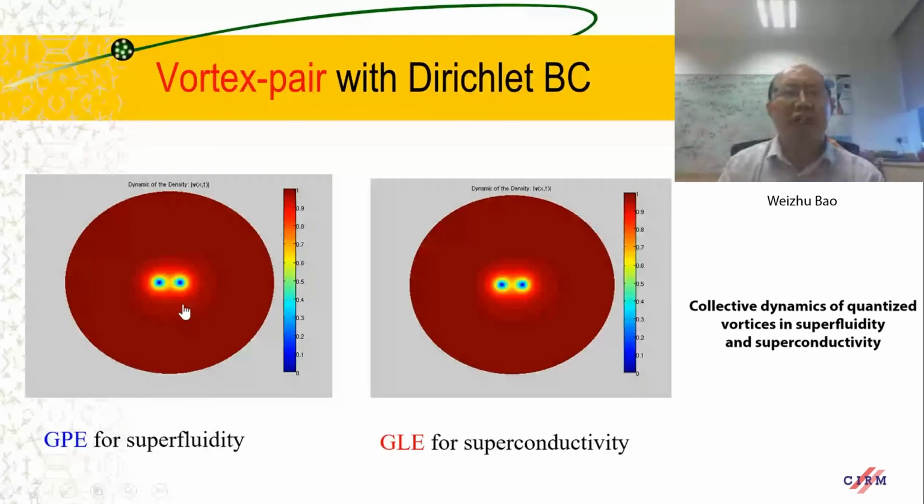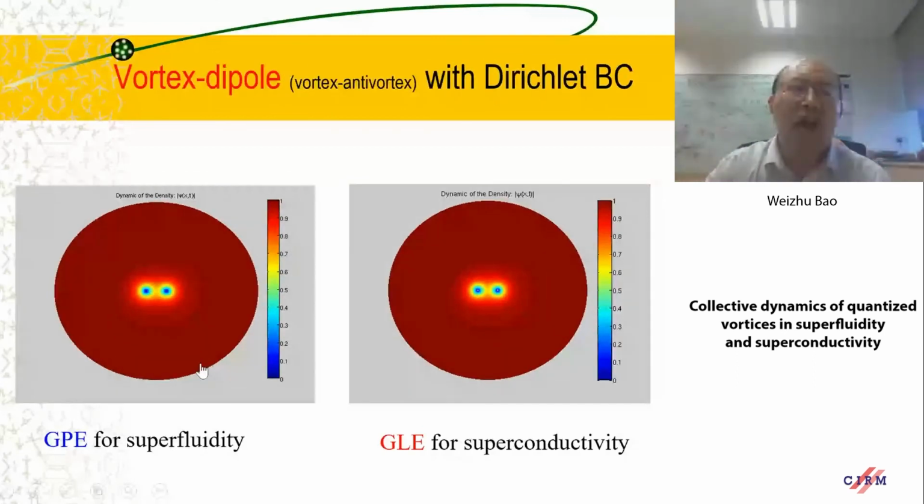You can see for the Gross-Pitaevskii equation, they rotate around each other. For the Ginzburg-Landau equation, they move repulsively. This is for a vortex pair. Here is for a dipole. Then what about vortices and antivortices, with winding numbers 1 and minus 1? Again, the left-hand side is for Schrodinger type, the right-hand side for Ginzburg-Landau type. For the Gross-Pitaevskii equation, initially they move in parallel, then move to the boundary, then merge. For the Ginzburg-Landau equation, they merge very quickly with each other.